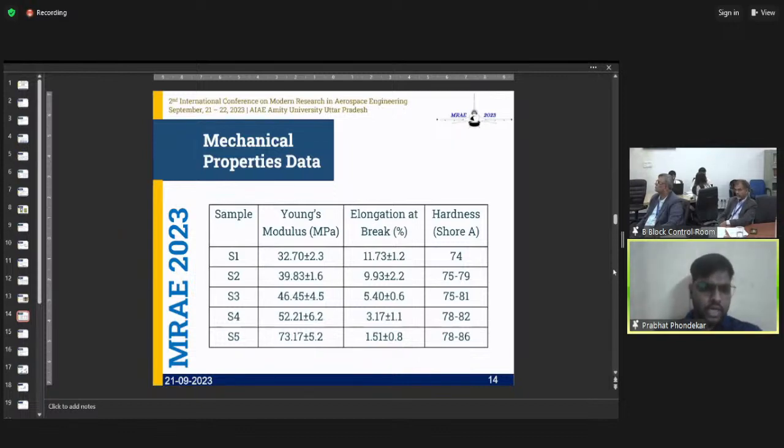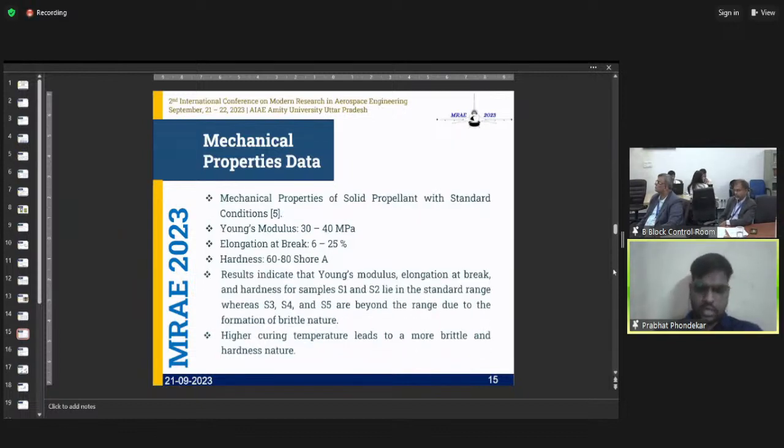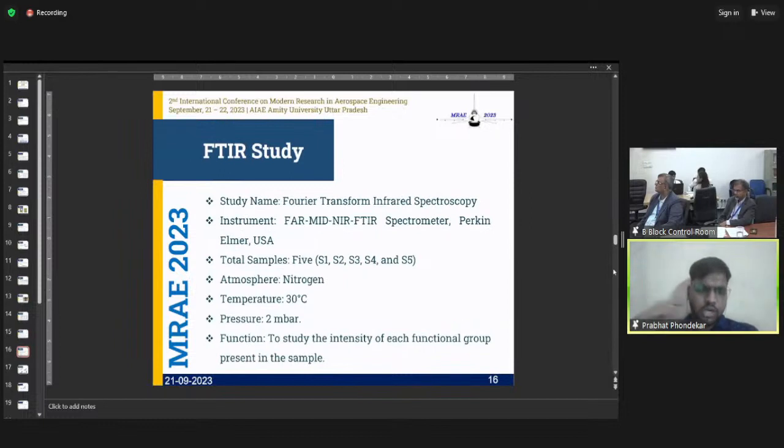So we can't use these samples for our findings. Now coming to the FTIR testing. FTIR means Fourier transform infrared spectroscopy. These tests are carried out for checking which functional groups are present in the propellant sample.